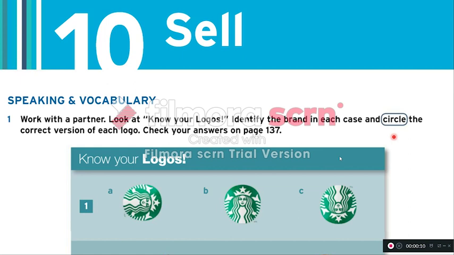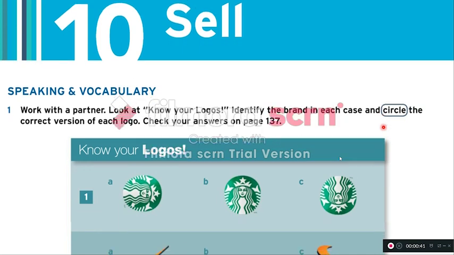I hope that you enjoyed them, but right now we must start with our last partial of this semester. In order to do so, we're gonna start with unit number 10, which is called Sale. Alright? So the first exercise that we have here is a speaking and vocabulary exercise, and it says, work with a partner, look at Know Your Logos, identify the brand in each case and circle the correct version of each logo. Check your answers on page 137.